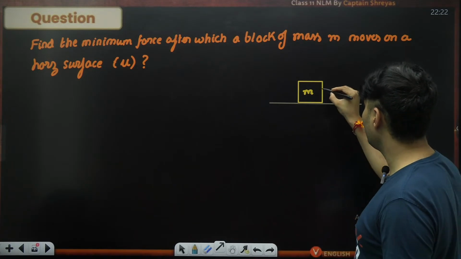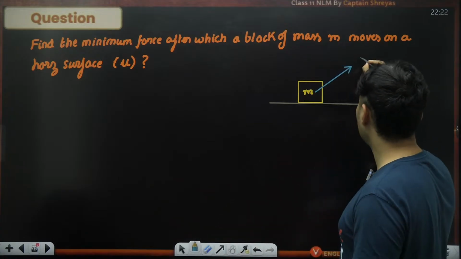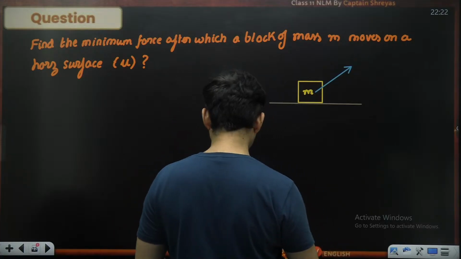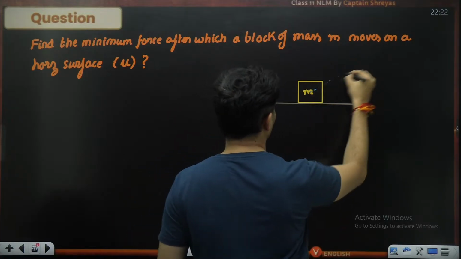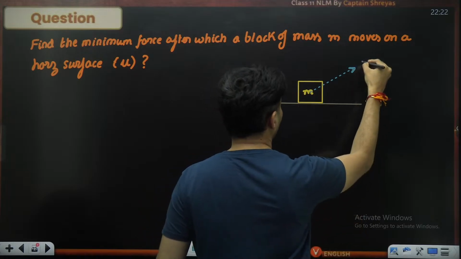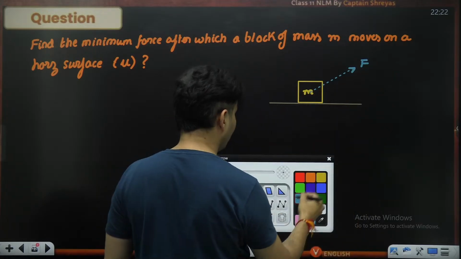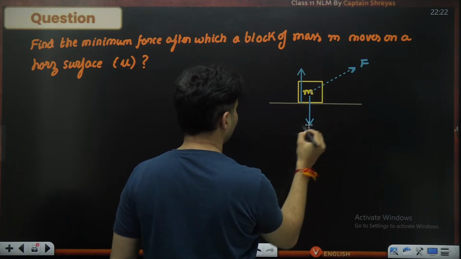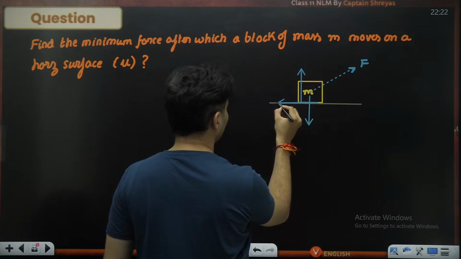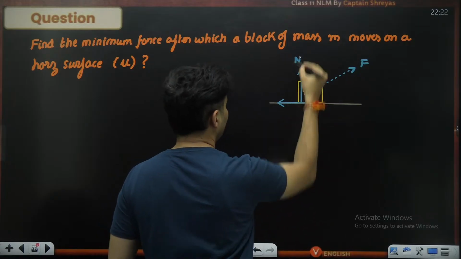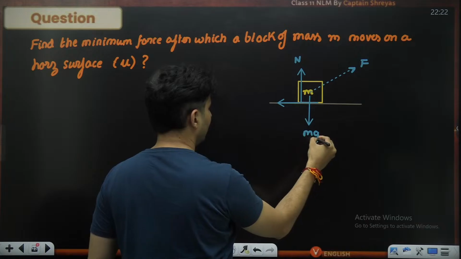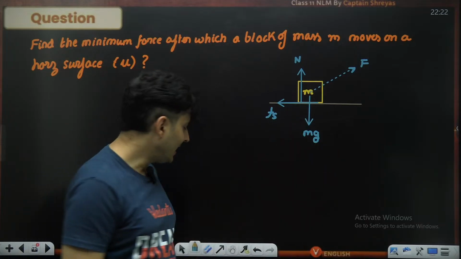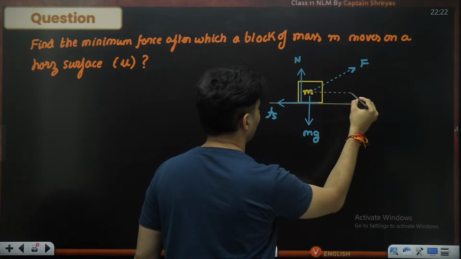I want the force to be minimum. So, I will just take the force like this, and I will assume this force maybe like this. This is my force at an angle. And of course, I have my normal force here like this and my weight force like this. And friction will be opposite like this, of course. So normal is there, weight is there, and static friction is there. So the force might actually be at an angle. That is the catch of this problem.